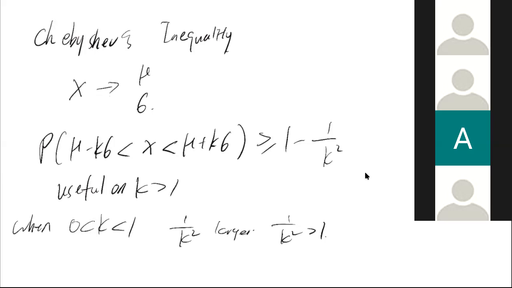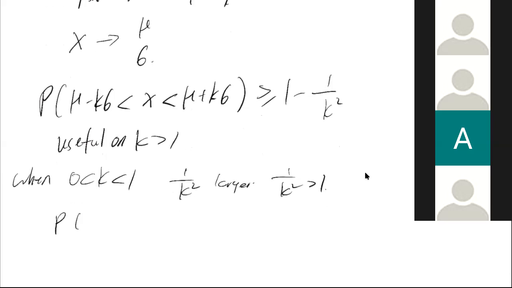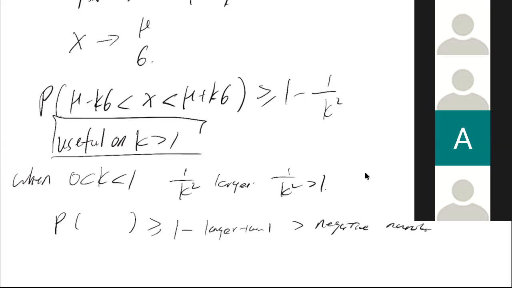And so you're essentially talking about a probability that is greater than 1 minus a number that is larger than 1. So this is greater than a negative number. But we know the probability is always non-negative. It actually ranges from 0 to 1. So it doesn't give us any useful information from the Chebyshev inequality. So it is only useful when k is greater than 1.